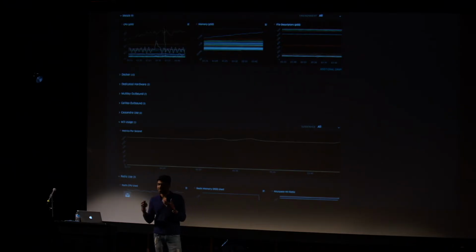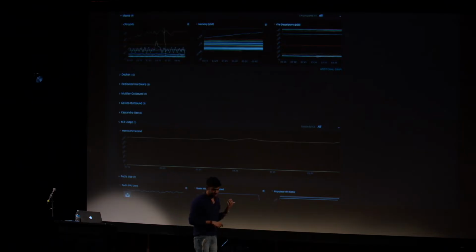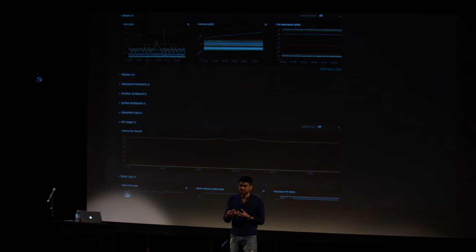Based on the metrics the user's service emits, these panels are pulled in. You can tell, at the top, it's running in Mesos, so it just pulled in the Mesos panel. Similarly, there's M3 usage. You can see it uses Cassandra. You can see it uses Redis, et cetera. And all of these things aren't specified at the user level. The user doesn't tell us that this is happening. They just use these libraries, and it automatically works.